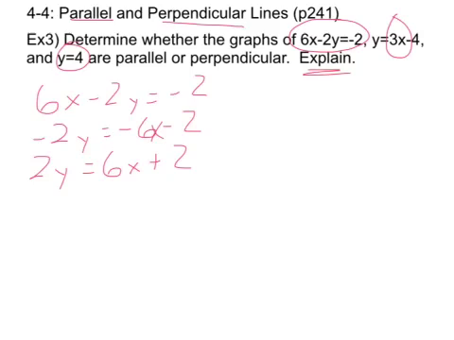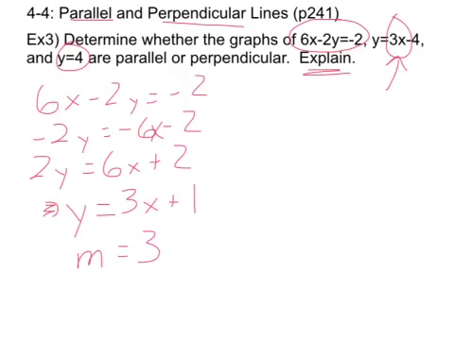Now I don't care what 2y is, I care what y is, so I divide by 2. 2y divided by 2 is y, equals 6x divided by 2 is 3x, and then 2 divided by 2 is 1. So I've got y equals 3x plus 1. So in this example, m equals 3. I also know up here, m is equal to 3.